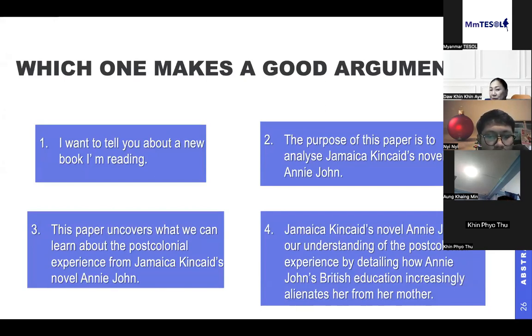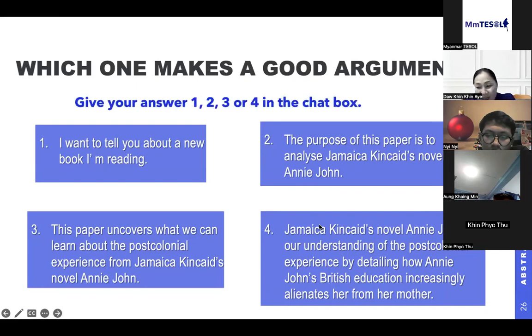Number one, I want to tell you about a new book I'm reading. Number two, the purpose of this paper is to analyze this novel. Number three, this paper uncovers what we can learn about the post-colonial experience from this novel. Now, number four, this novel aids our understanding of the post-colonial experience by detailing how the protagonist's British education increasingly alienates her from her mother. Okay, answer in your chat box. 1, 2, 3, 4.